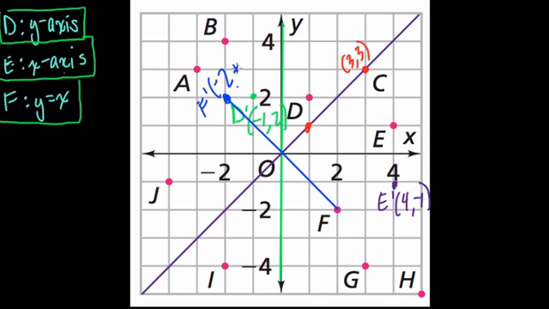So that's the reflection of each of these points on the y, x, and y equals x lines of symmetry. Hope that helped.